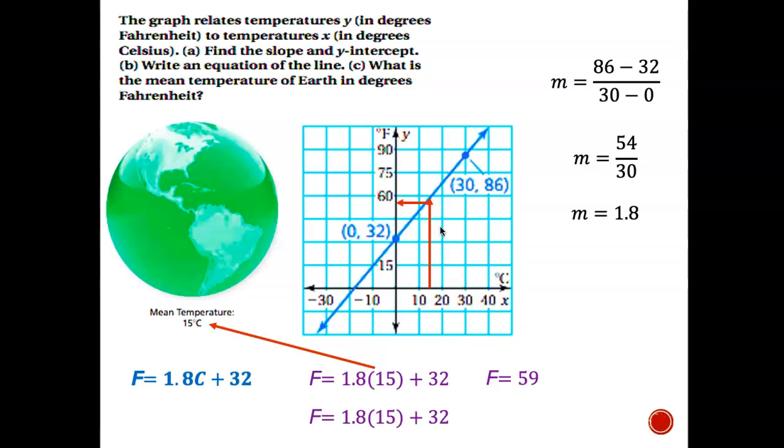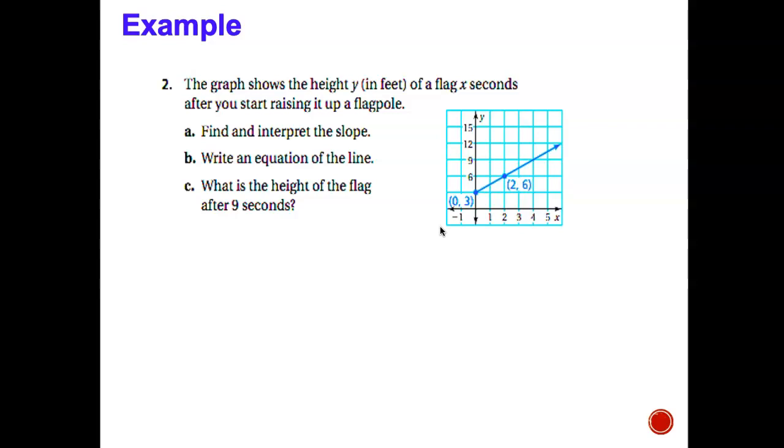Let's have another example. Here's another graph. The graph does not say much about what it is in real life, but I have a sentence here that describes the graph. It says that it shows the height y in feet of a flag x seconds after you start raising it up a flagpole. So the y-axis is the height in feet, and the x-axis represents the time in seconds.